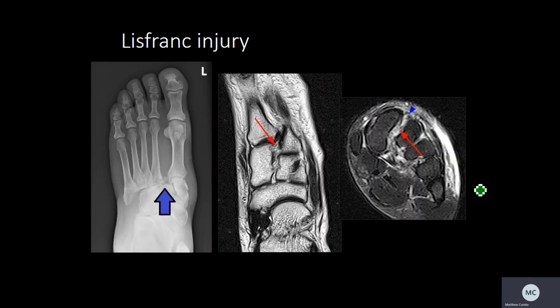This is a good view of a Lisfranc injury, both from the radiographic side and the MRI. Obviously, with the radiograph we can see some disruption, and we can actually see displacement of the lateral metatarsal bones, simply because that Lisfranc ligament has been disrupted. With the MRI, we can see disruption of the Lisfranc ligament specifically.